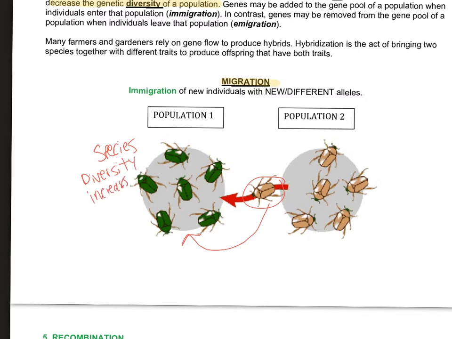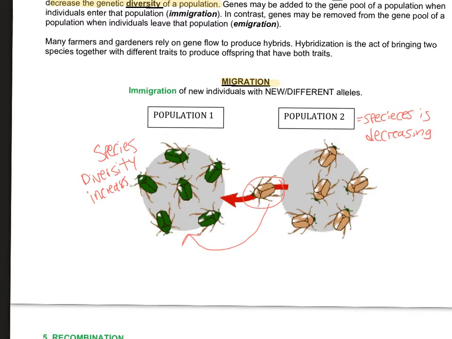Okay, the reason why is now you're going to have a little brown bug. So this population's species diversity is increasing, so the migration here is helping it. However, over here, population 2's species diversity is decreasing because you were taking away a bug.